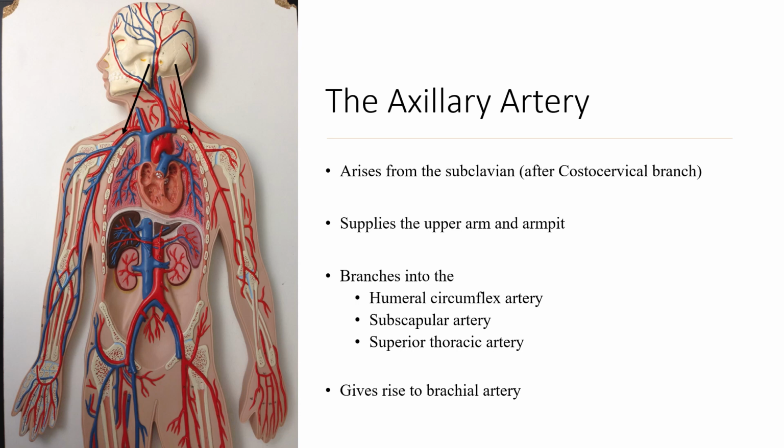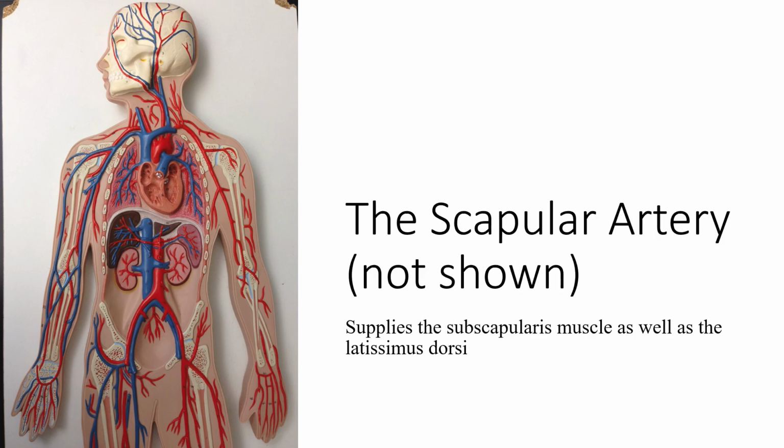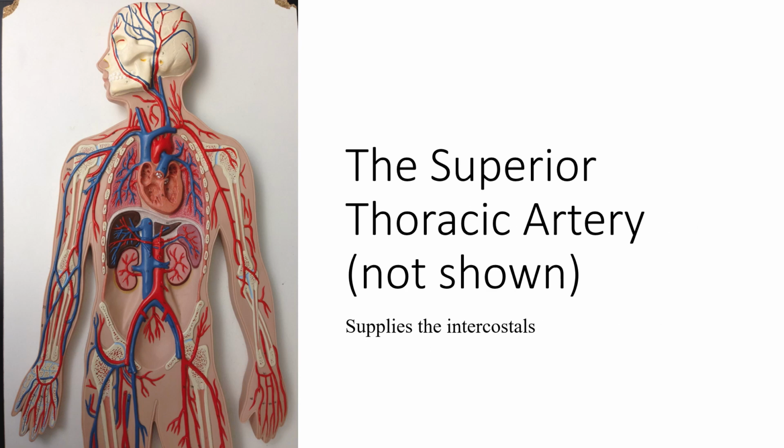It branches into the humeral circumflex artery, the subscapular artery, and the superior thoracic artery. And it also gives rise to the brachial artery. The humeral circumflex artery supplies the head of the humerus and the shoulder joint. The subscapular artery, which is not shown, supplies the subscapularis muscle as well as the latissimus dorsi muscle. The superior thoracic artery, also not shown, supplies the intercostal muscles of the ribs.